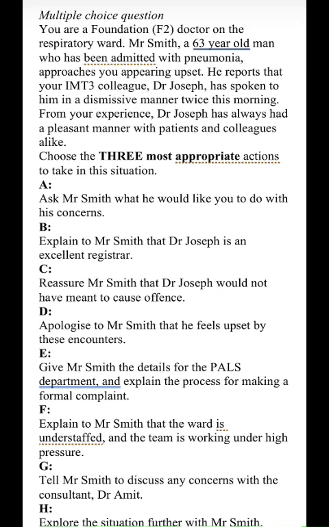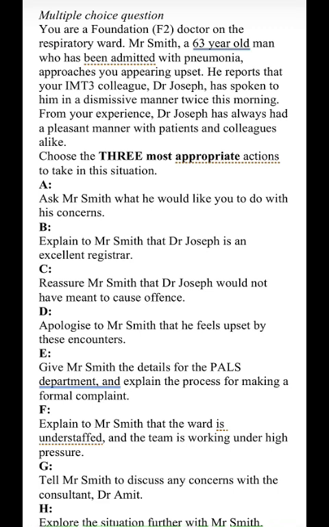You are a Foundation Year 2 doctor on the respiratory ward. Mr. Smith, a 63-year-old man who has been admitted with pneumonia, approaches you appearing upset. He reports that your IMT3 colleague, Dr. Joseph, has spoken to him in a dismissive manner twice this morning. From your experience, Dr. Joseph has always had a pleasant manner with patients and colleagues alike. Choose the 3 most appropriate actions to take in this situation.